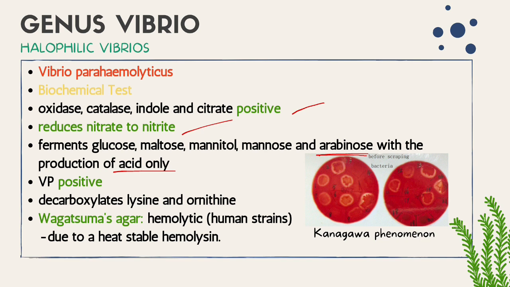It is also Voges-Proskauer negative, so pakipalitan to, negative siya sa Voges-Proskauer. It can decarboxylate lysine and ornithine, the amino acids, just like your Vibrio cholerae.